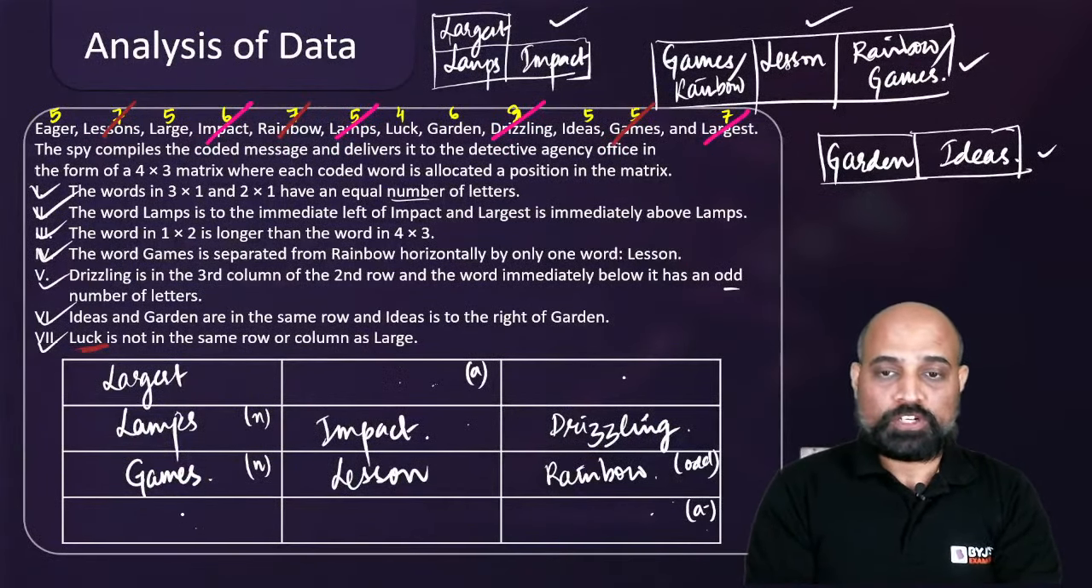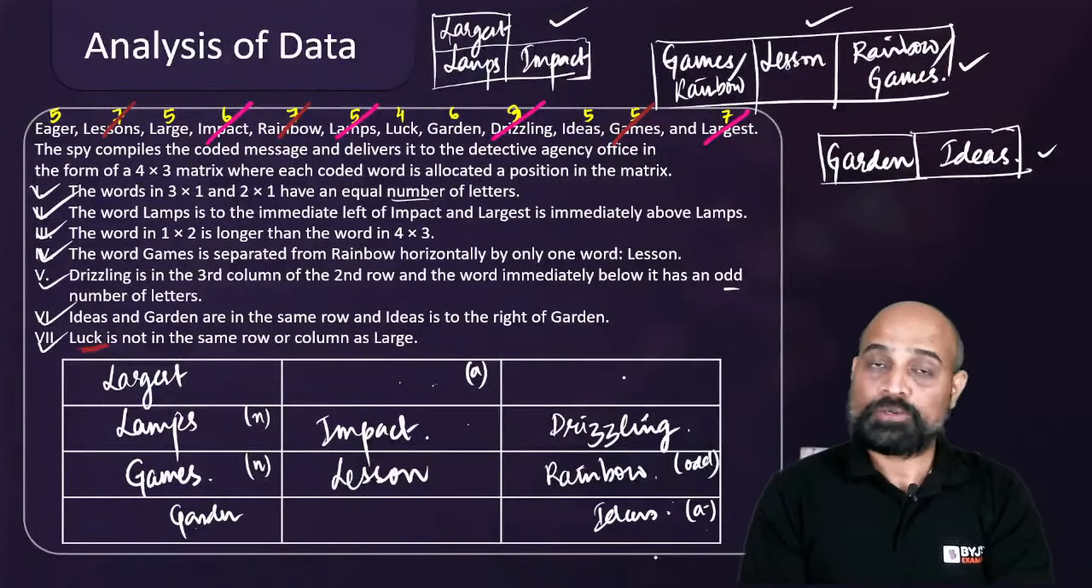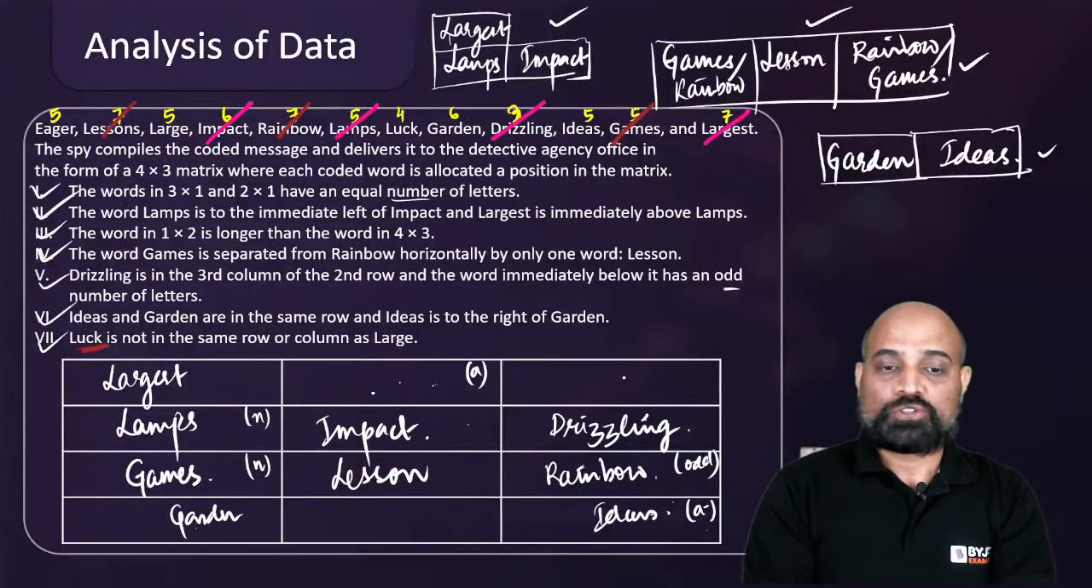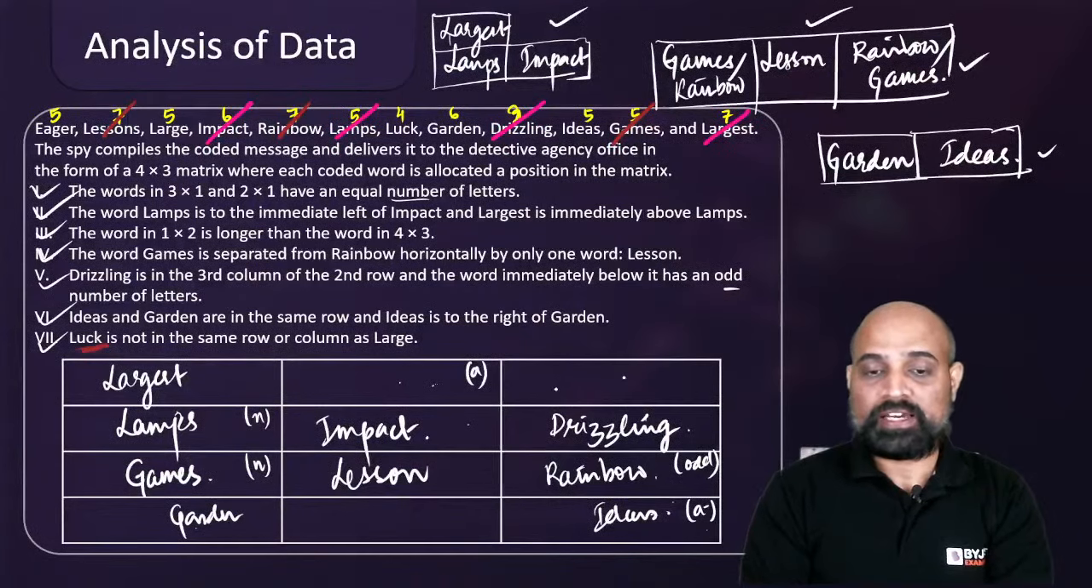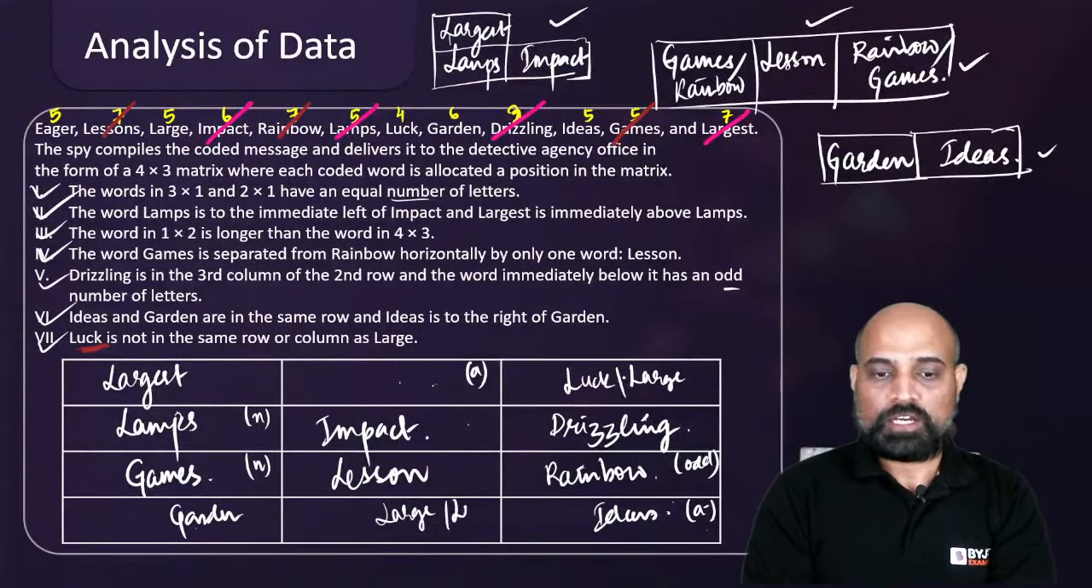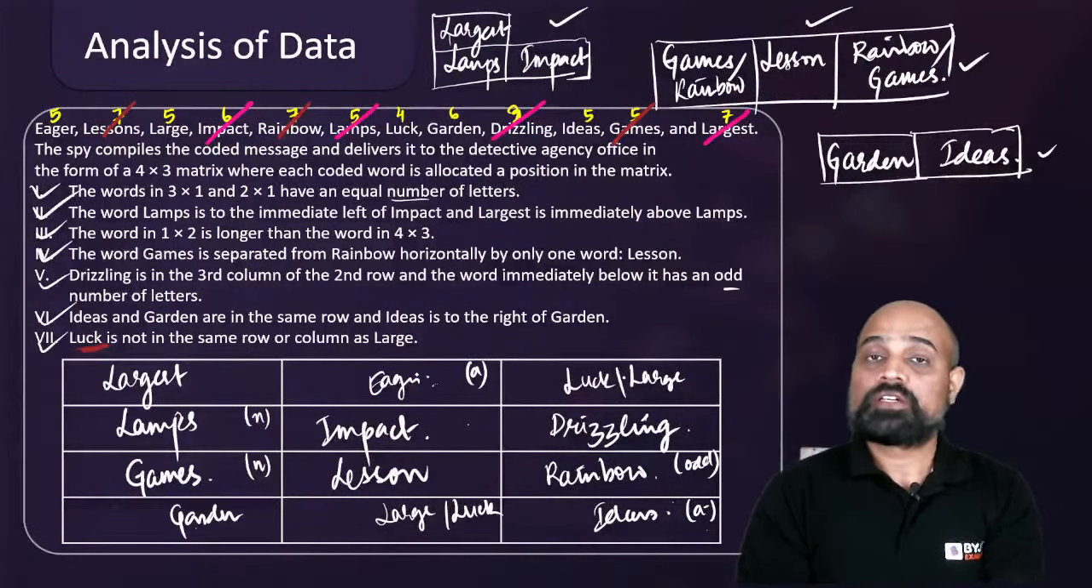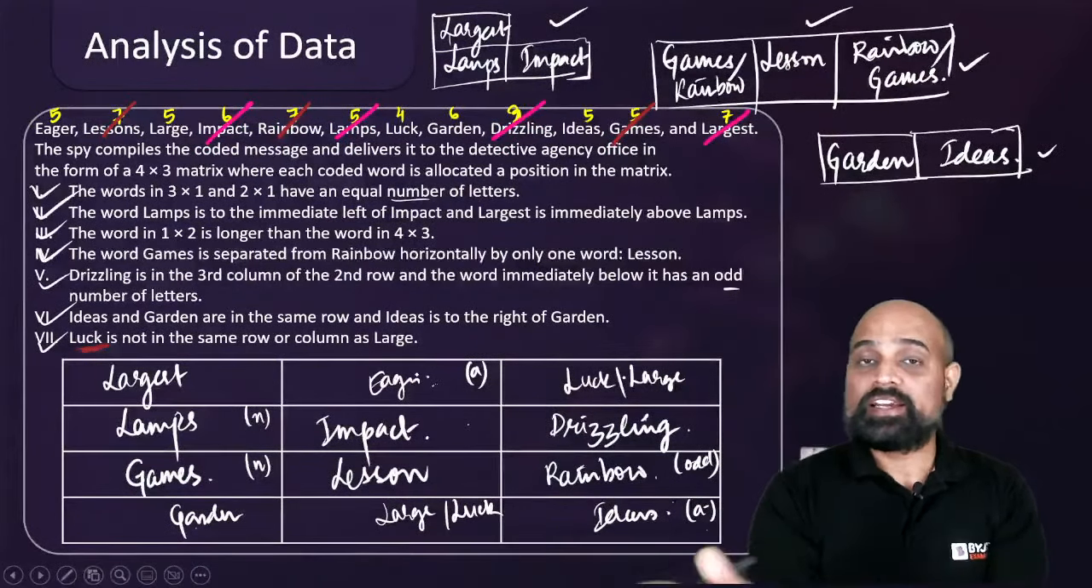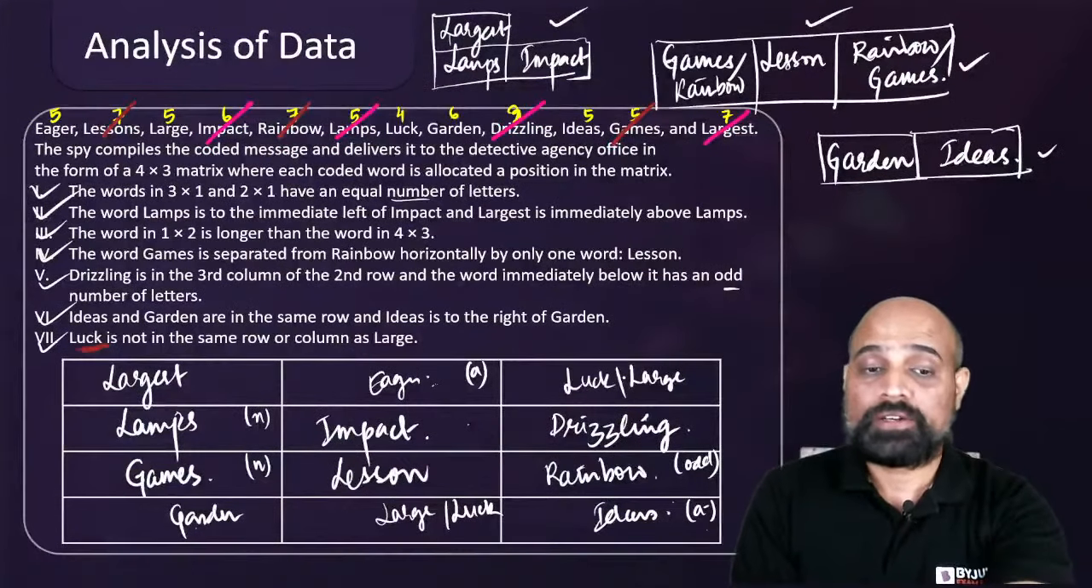Next is, what if we put garden here and ideas here? If we do this, since it's a 5-letter word, luck should not be in the same row or column as large. So if I put large here, luck will be here. If I put large here, luck will go here. In either case, eager will again come here. So it means garden and ideas have no place to be, right?